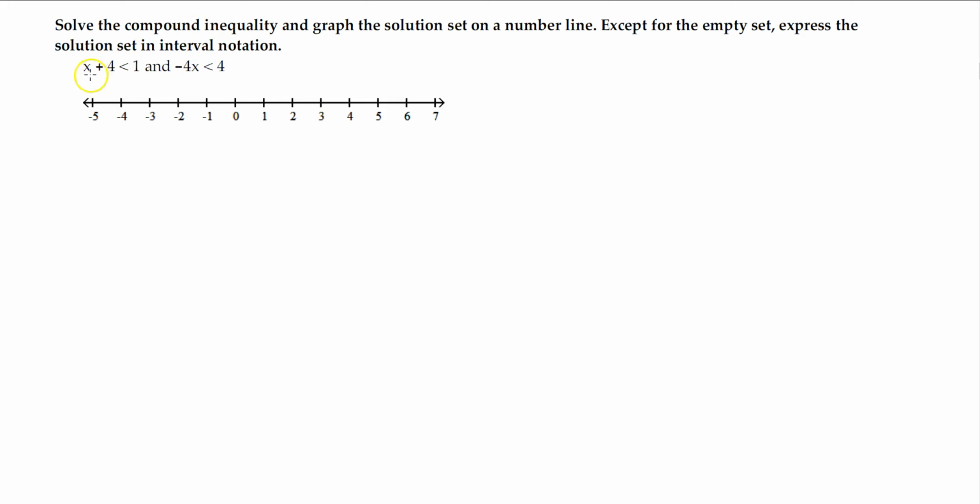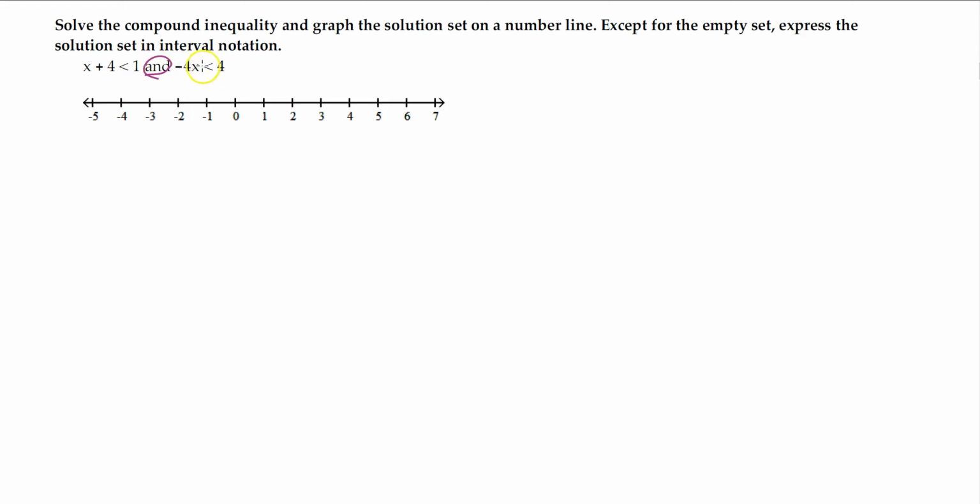So in this case, we have x plus 4 is less than 1. Has not been solved for x. Sometimes there's a lot of simplification that needs to be done to get this to solve for x. And, now this is a key word, and. There are also or inequalities, compound inequalities. Negative 4x less than 4.